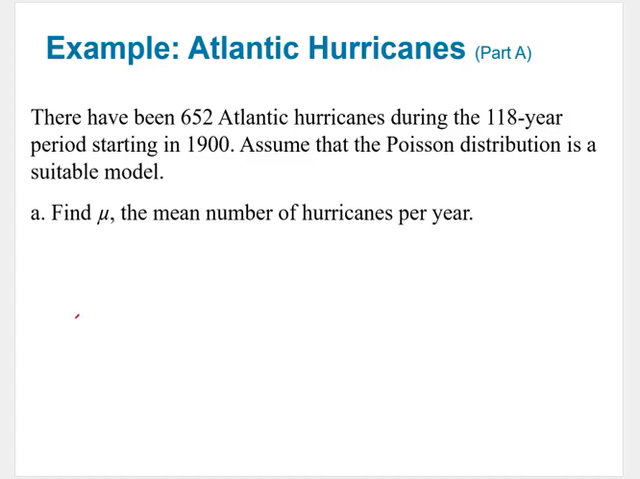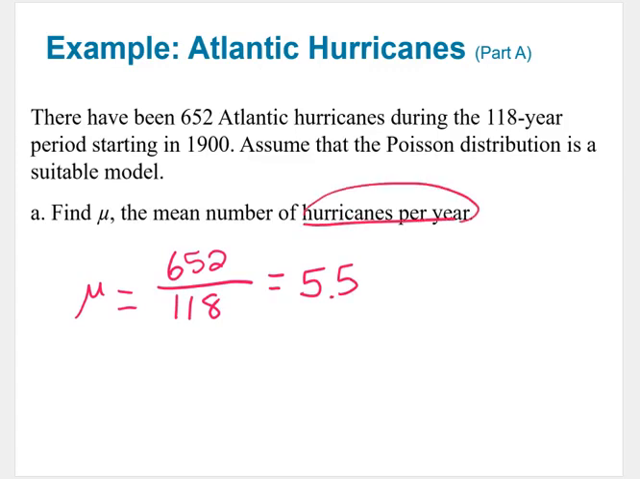Based on the data that we have available, there have been 652 hurricanes over 118 years. Just take your calculator and divide those. It gives us 5.5, and this is hurricanes per year. That's going to be your label for that. That is how many on average, right? That is the mean. So about 5.5 hurricanes per year.